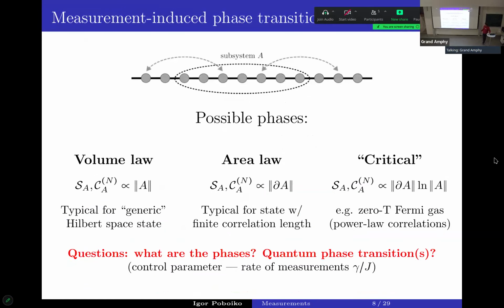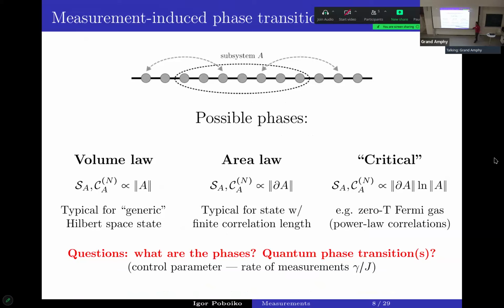Okay. Now, the story about the measurement-induced phase transition. I have described what we are looking at in this random protocol. Namely, we're looking at the entanglement entropy or charge fluctuation in the subsystem. And there are several possibilities of its scaling with the subsystem size.